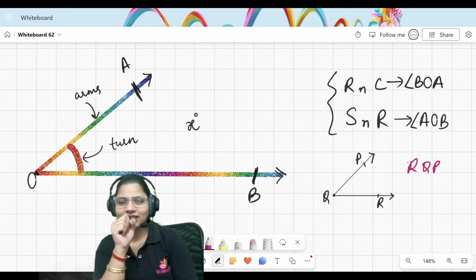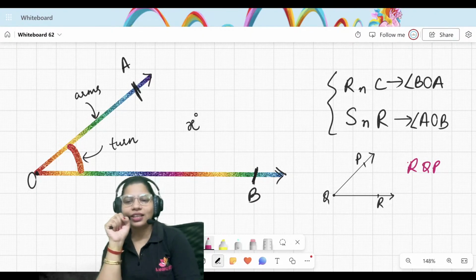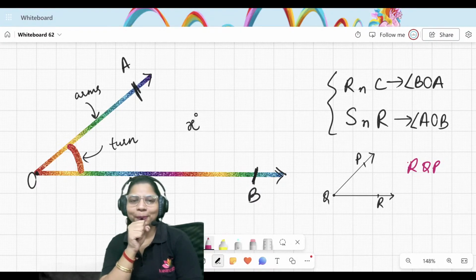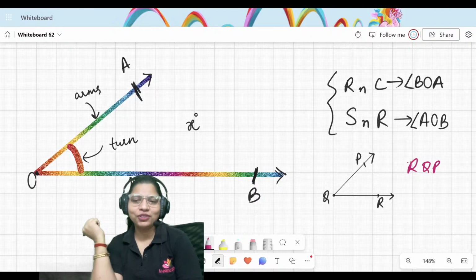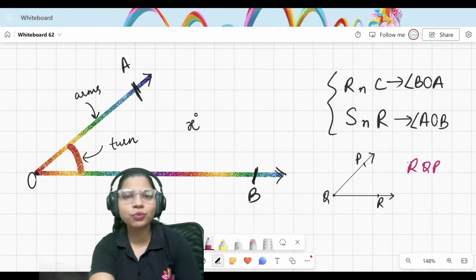Quick. I'll label the angle as RQP. RNC. And you have to guess if I'm fit or fat. Hurry up. That's how to label and name angles.